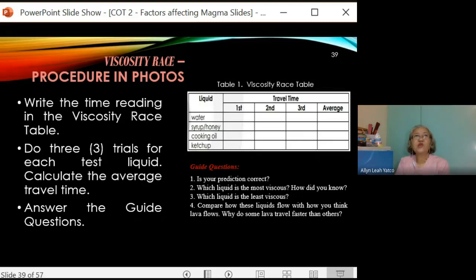So let's compare these test liquids with lava. Why do you think some lava travel faster than others? Now you will write your answers on intermediate paper. For those who are given hard copies of the activity sheets, you're going to write your answer on the activity sheet itself.